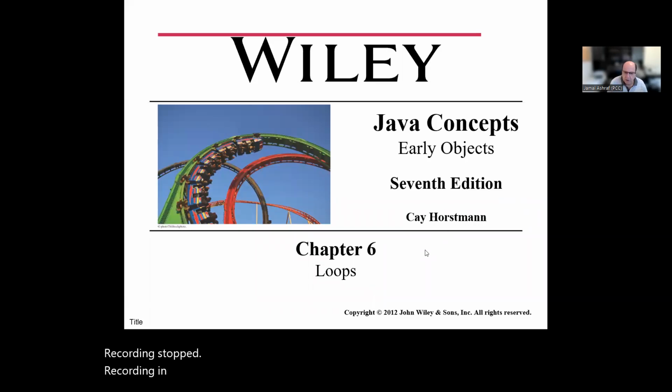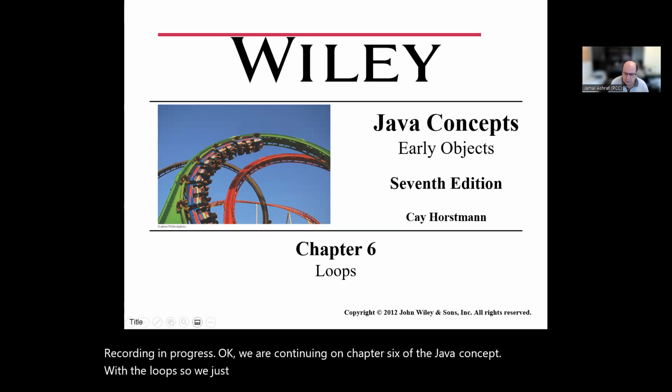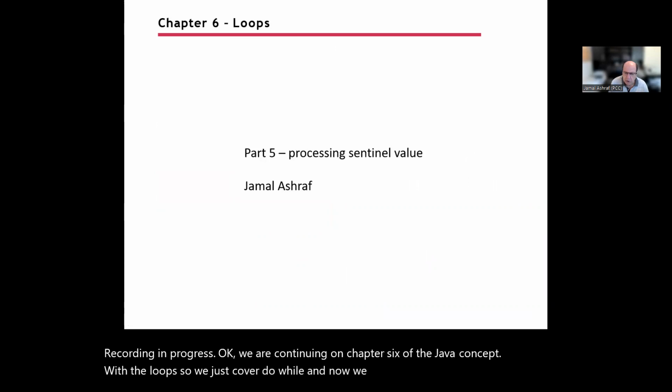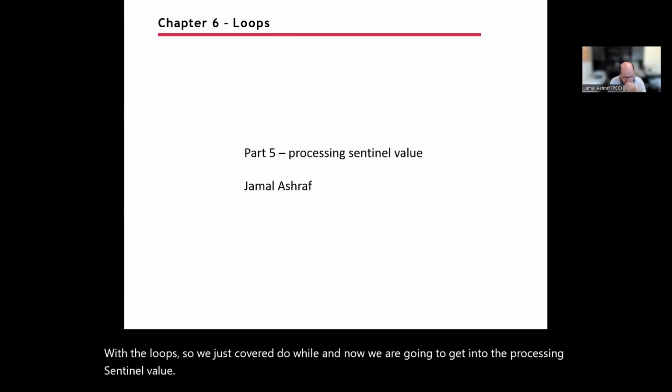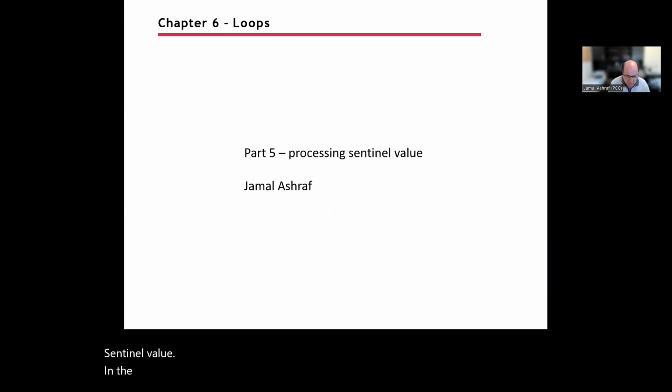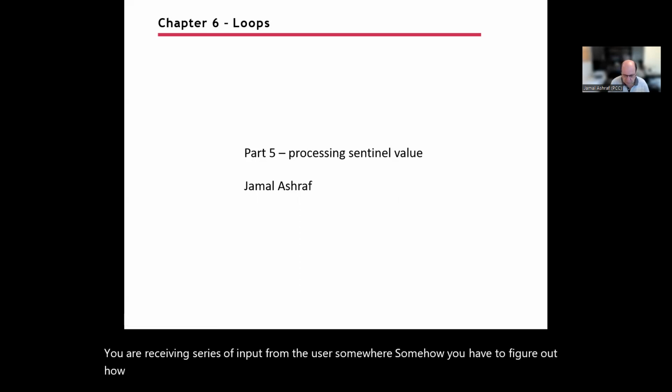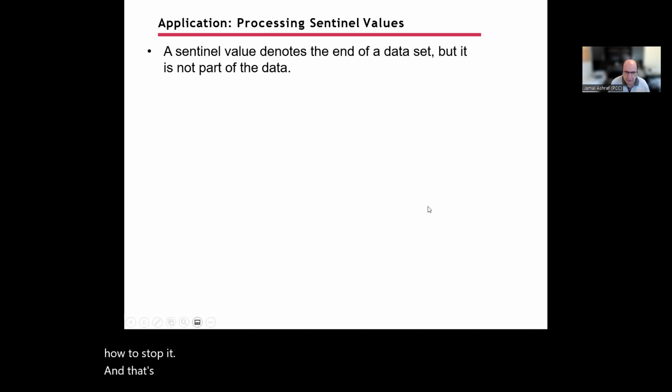Okay, we are continuing on chapter 6 of Java concepts, Big Java, with loops. So we just covered do while, and now we are going to get into processing sentinel values. In the self-check before this, it was said that if you are receiving a series of inputs from the user, somewhere, somehow you have to figure out how to stop it. And that's where the sentinel value is going to come into play.